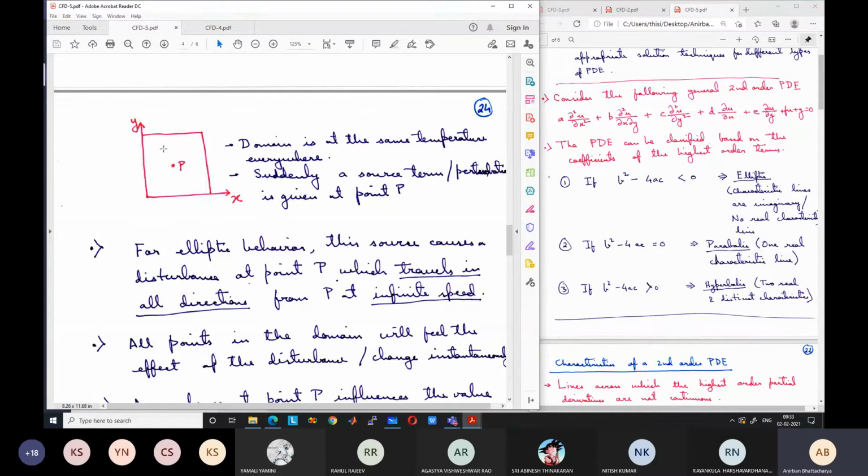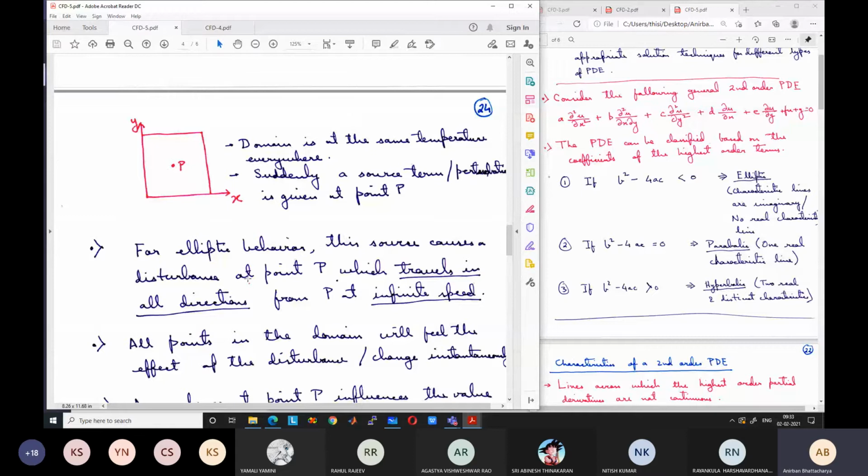So for elliptic type of behavior, because this is governed by an elliptic equation, the Laplace equation, we see from physical phenomena that if any source term is introduced at any point P, the information that a source term has been introduced travels in all directions from that point.